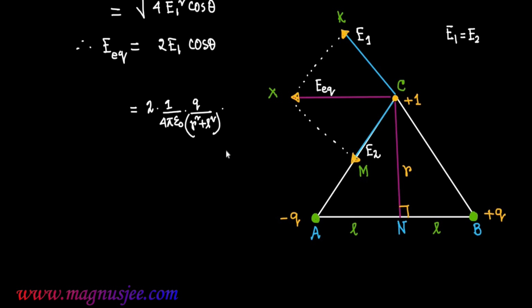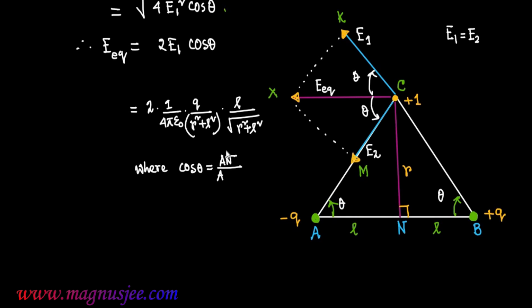In place of cos theta, we can write AN divided by CA. Theta is the angle subtended by the straight line CA with the axis AB. Similarly, theta is the angle subtended by the straight line CB with AB. In place of cos theta, we can write L divided by root over L square plus L square, where cos theta is equal to the base AN divided by hypotenuse AC, equal to L divided by root over r square plus L square.